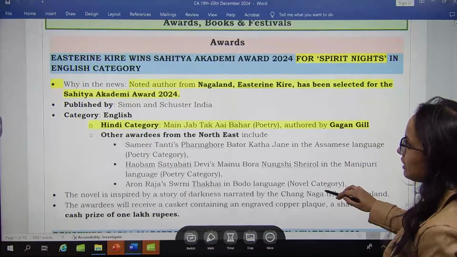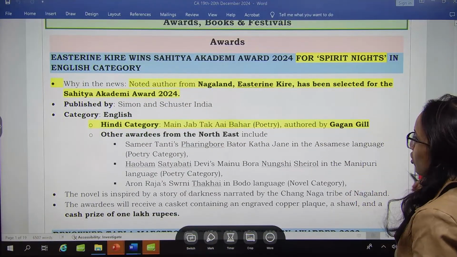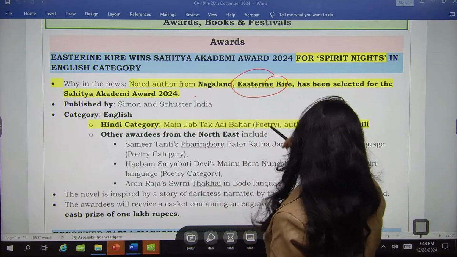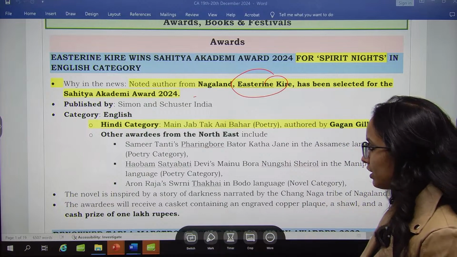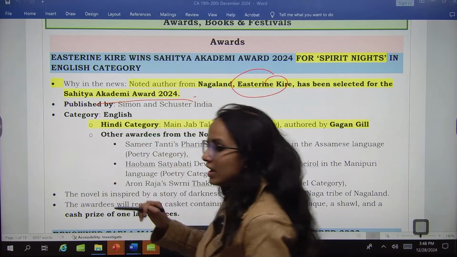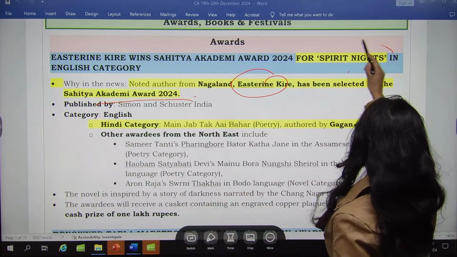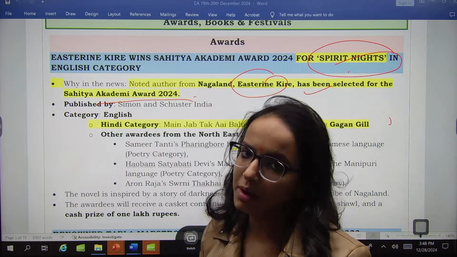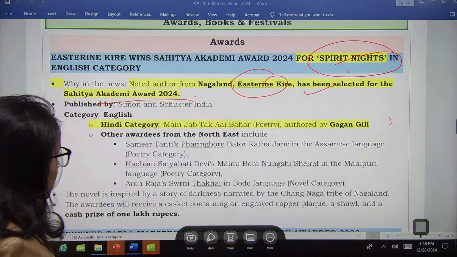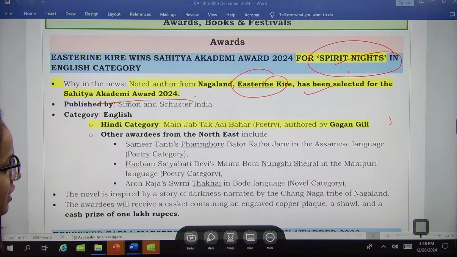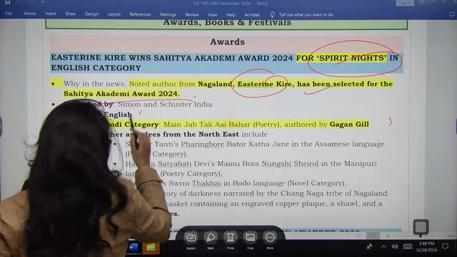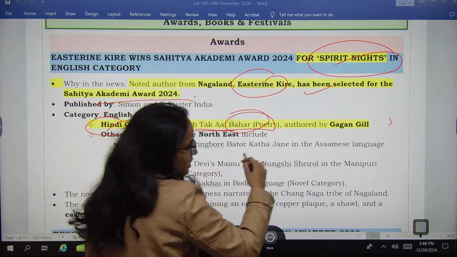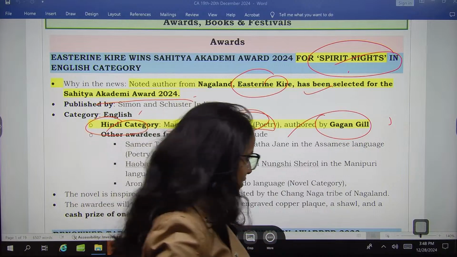Then we will discuss the awards for 19th and 20th December. In awards, you have noted that the author from Nagaland, Easterine Kire, has been selected for the Sahitya Akademi Award 2024 in the English category for Spirit Nights. So remember this work as well, and remember the awardee as well. The name of the awardee is Easterine Kire, awarded for Spirit Nights in the English category. In the Hindi category, the poetry collection Main Jab Tak Aayi Bahar is awarded, authored by Gagan Gill. Okay.